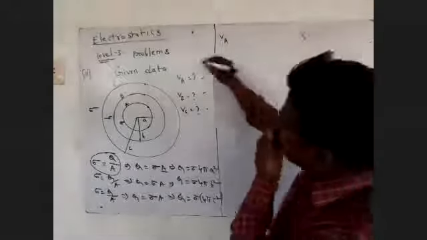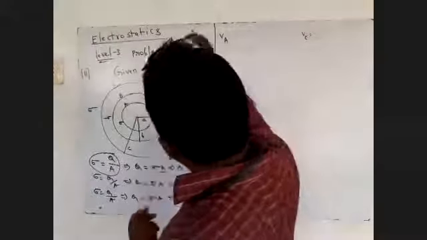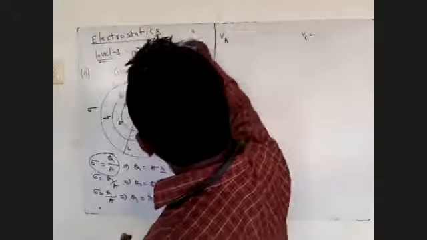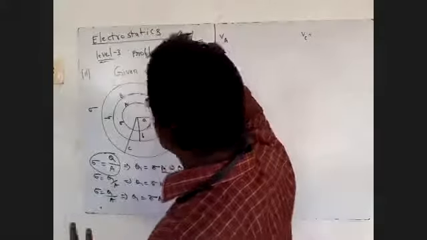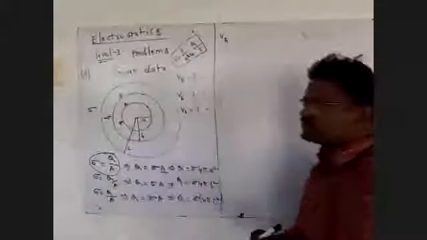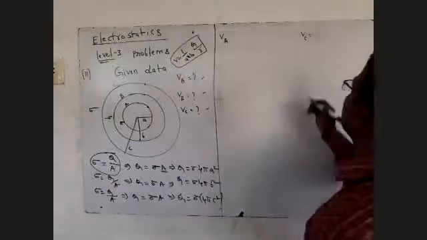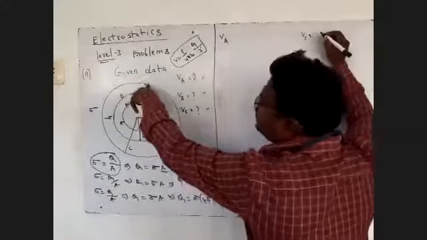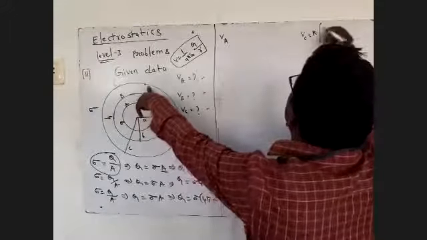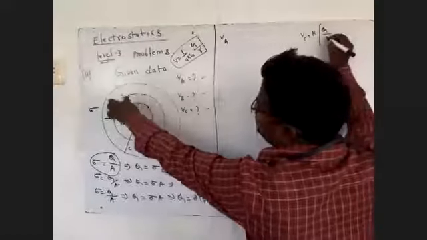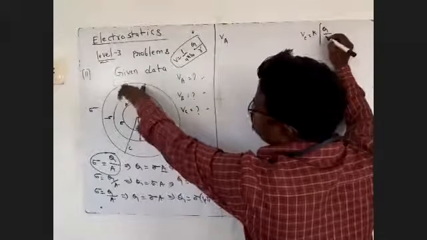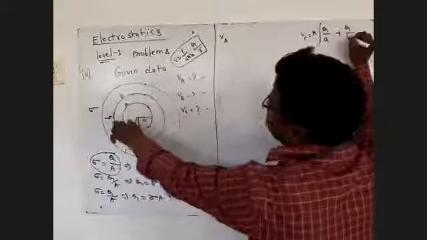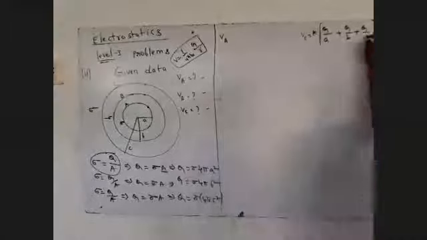The general formula is V equal to K Q by R, where K is 1 by 4 pi epsilon naught and R is the distance. That is the general formula of electric potential. VC, the electric potential at point C, is equal to K times Q by radius A, plus Q by radius B, plus Q by radius C. We are going to write this.